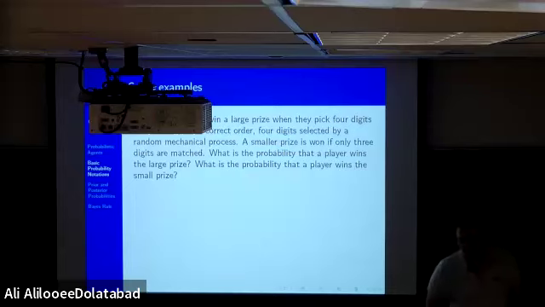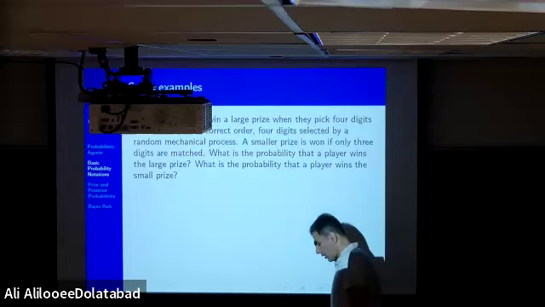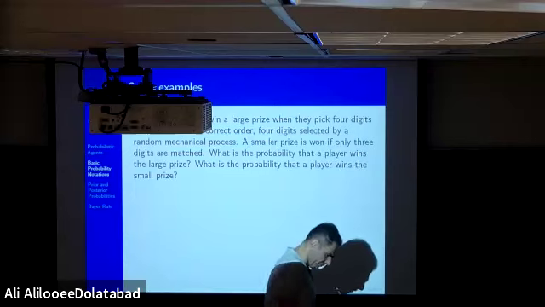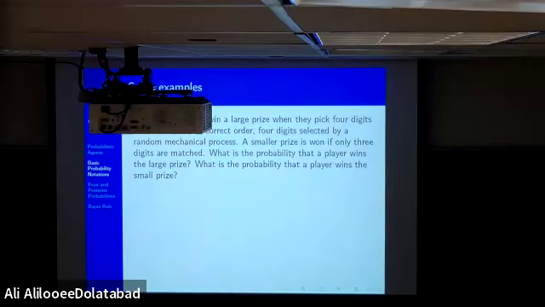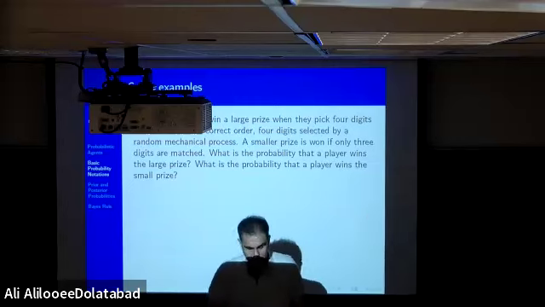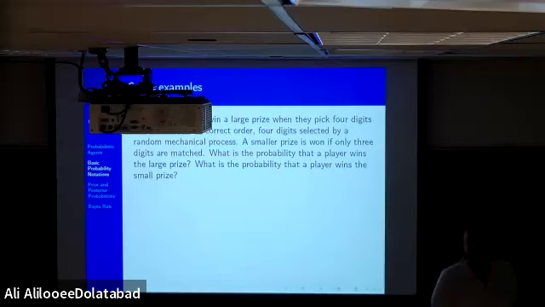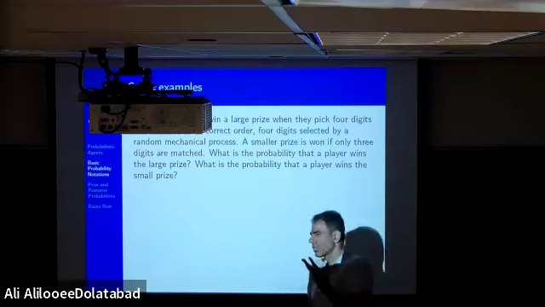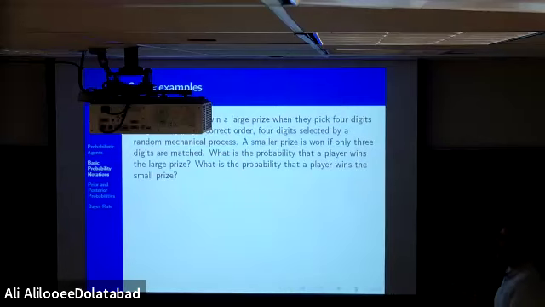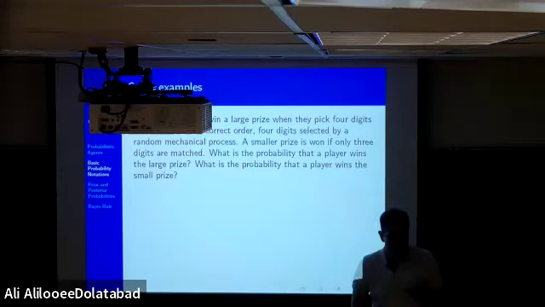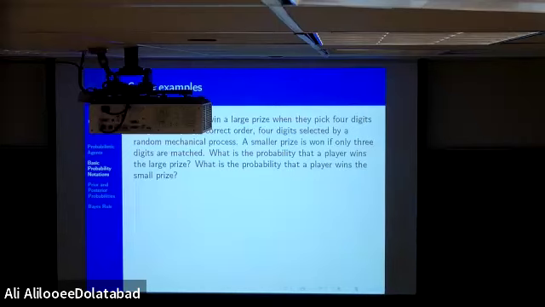So here we have 2 situations. In the first situation, we want to find the probability of the case that we get the large prize. When we say large prize, in this case it means all 4 digits match. And when we say small prize, it means that just 3 digits match. Here you are choosing 4 digits, and these 4 digits are chosen randomly. After choosing these 4 digits, if all 4 digits match, we get a large prize. Otherwise, we will get a small prize.